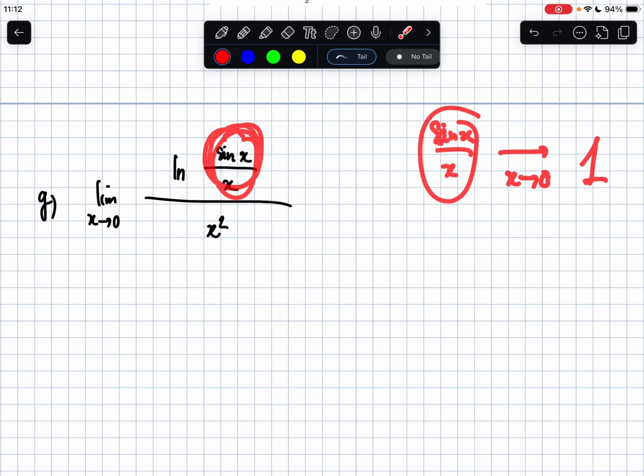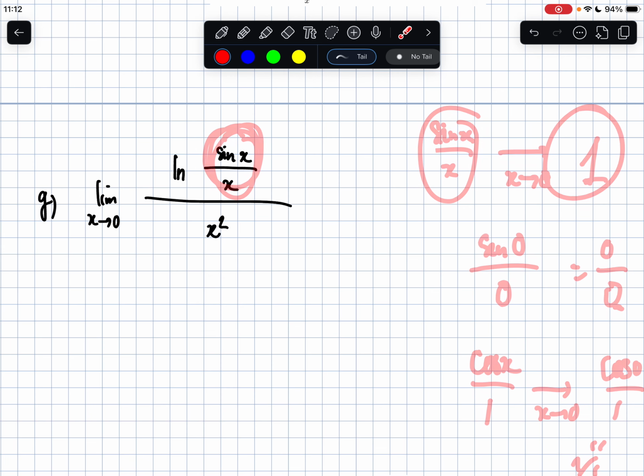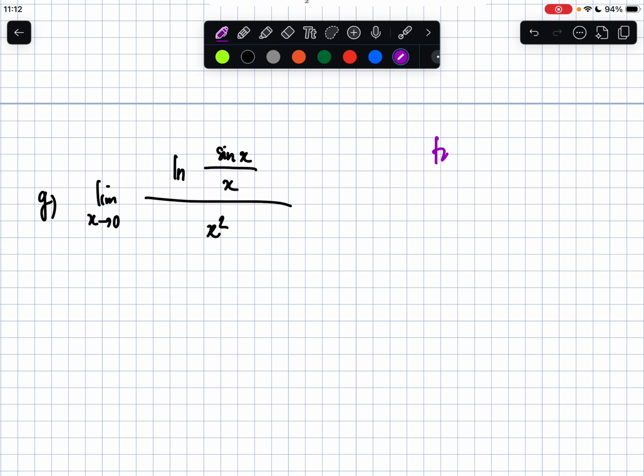If you don't know, this is of the form sin 0 over 0, that is 0 over 0. You can do L'Hopital's rule, which gives cosine x over 1, as x tends to 0, cosine 0 divided by 1, 1 divided by 1, which is 1. So this is of the type ln 1 divided by 0 squared, which is 0 over 0. So you use L'Hopital's rule to compute the limit.